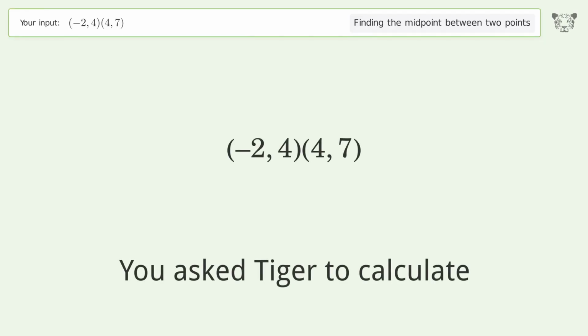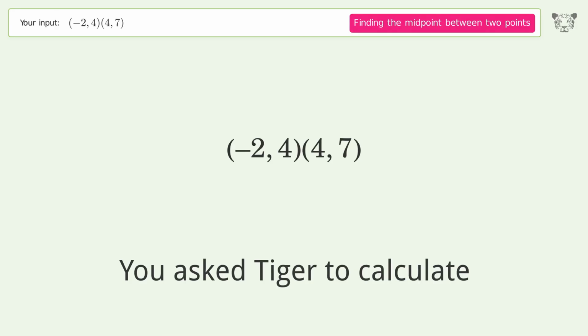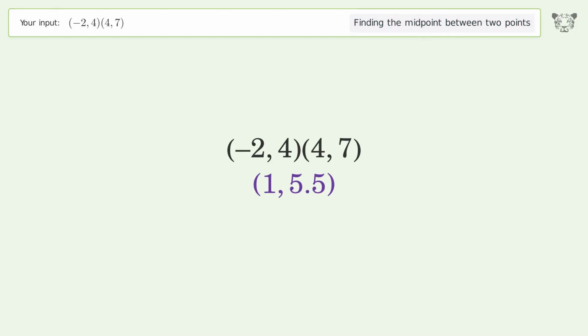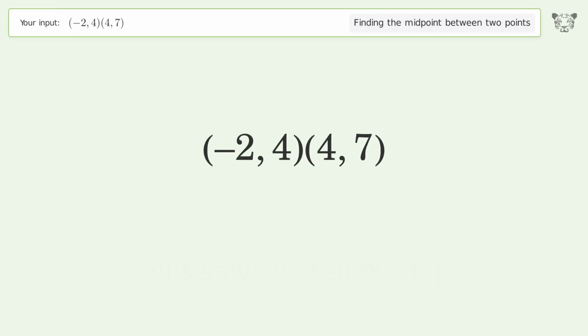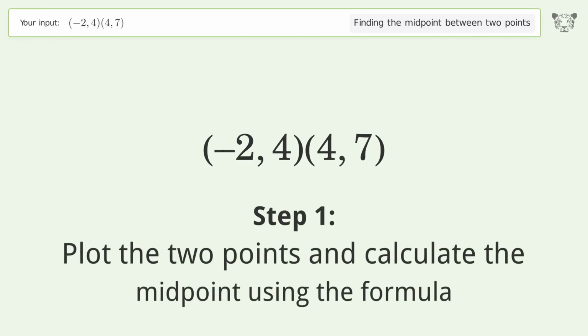You ask Tiger to calculate. This deals with finding the midpoint between 2 points. The midpoint between the 2 points is 1, 5.5. Let's solve it step by step. Plot the 2 points and calculate the midpoint using the formula.